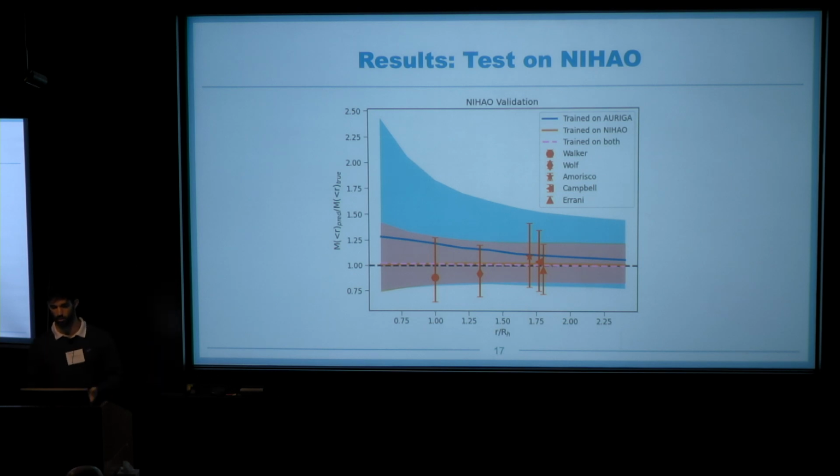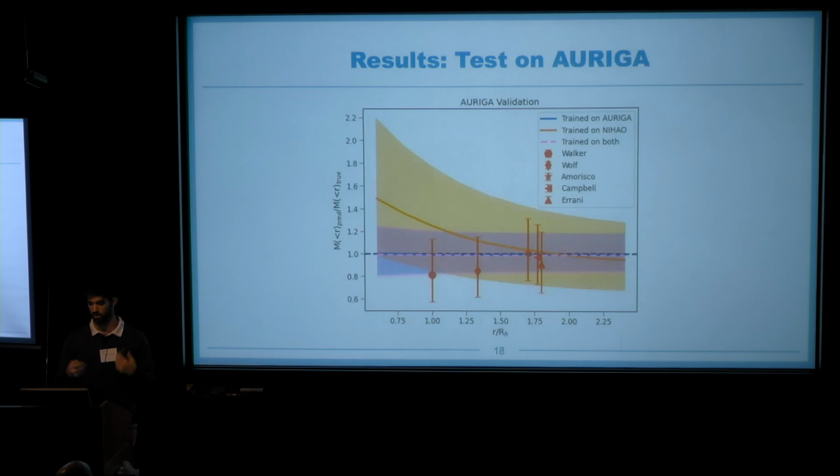What can we do? Well, we tried training on Nihao plus Auriga at the same time. The pink dashed line recovers the correct behavior. Also, we can do it the other way around. Testing on Auriga when we train on Nihao doesn't work, but we can train on both and recover the good results. However, what will happen when you train on these two suites of simulations and test on a third one?